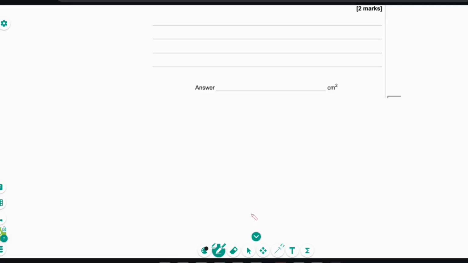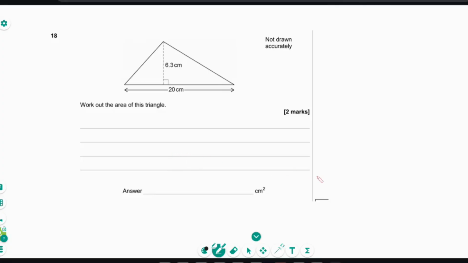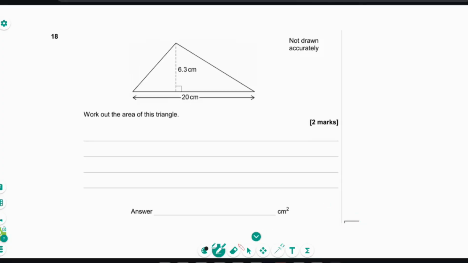Oh, can't see this question. Work out the area of the triangle. To work out the area of a triangle, base times height divided by 2. So base times height. Okay, not that easy to do without a calculator.